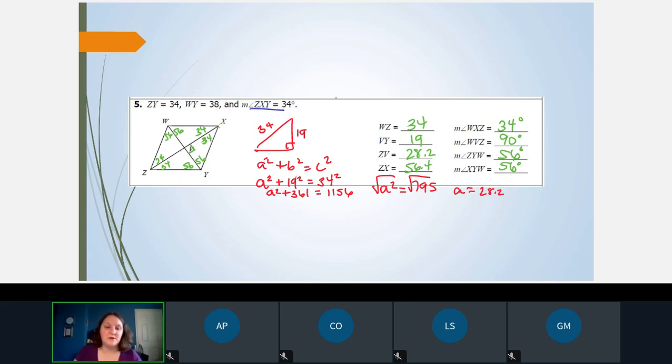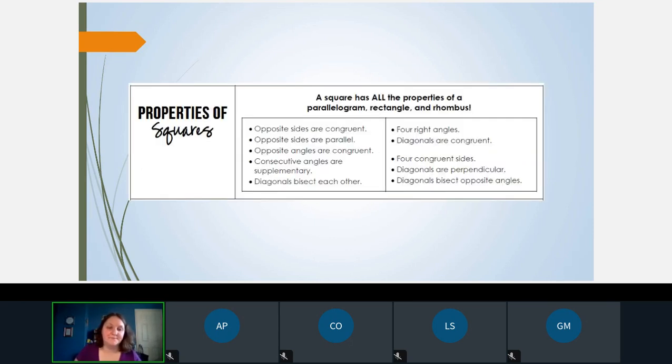We have one more type of quadrilateral to talk about, and that's a square. Not a whole lot to write here. You've already written all of the properties because squares have the properties of everybody we just talked about. The square has all of the properties of a parallelogram. It has all of the properties of a rectangle, and it has all the properties of a rhombus. So every property we just talked about is true for a square.